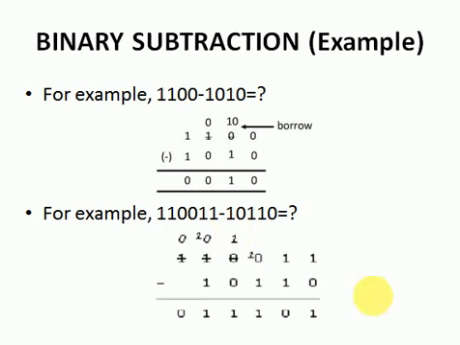Now next is the typical one. Here is the typical one. What I am doing? I am doing 110011 minus 10110. Okay, 1 minus 0 is 1. 1 minus 1 is 0.